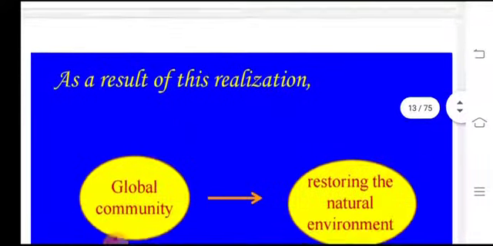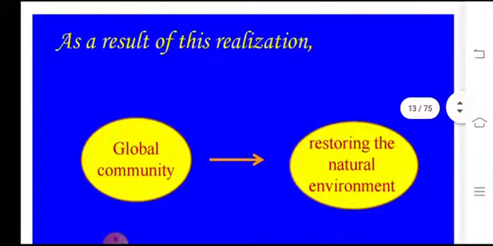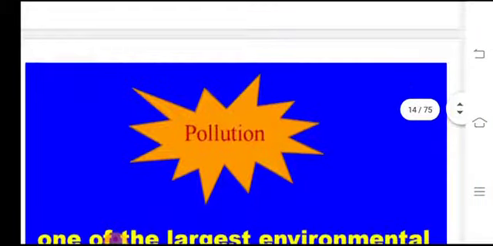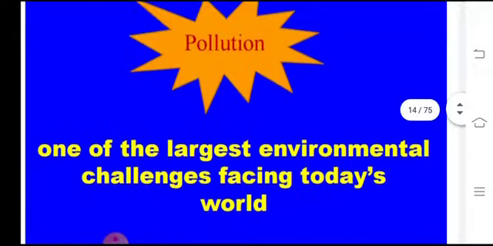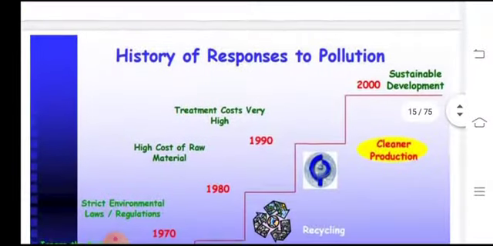So we are supposed to return to our natural systems. We are supposed to go back to the system. We have to undo all the negative impacts and we must restore our natural environment. This is the focus, and this is actually the theme of this course as well. So pollution is one of the largest challenges, and this is the history of pollution.